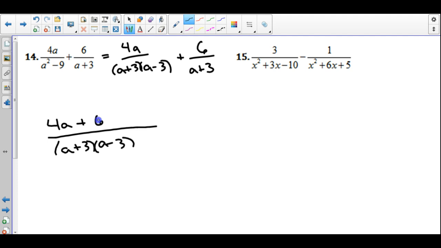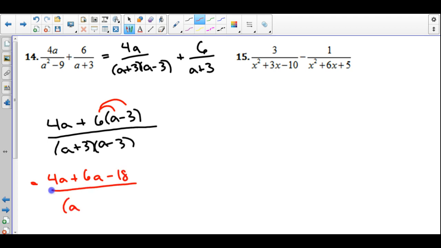So what does this denominator need to look like this one? It's obvious at this point that it's a minus 3. And now what I'm going to basically do is just have to distribute. So on the numerator, I'm left with 4a plus 6a minus 18 all over a plus 3, a minus 3.